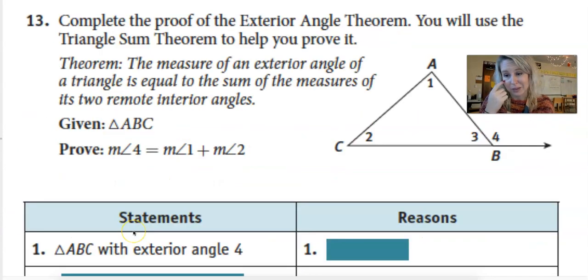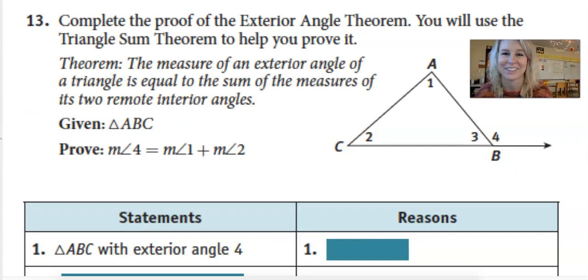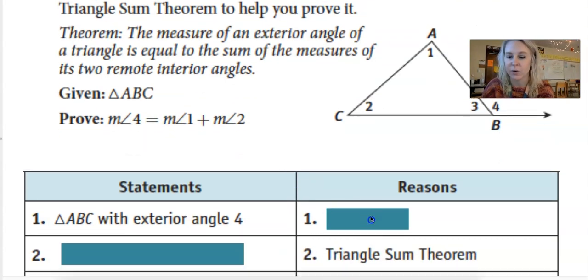But now we got to prove it because in geometry you prove things apparently. So let's prove why that is true. Okay? So I have some triangle ABC. I'm trying to prove that 1 and 2 added up are going to equal my exterior angle, and here is why it is true. All right. So I have some triangle ABC with an exterior angle of angle 4. They gave that to me. That is a given.